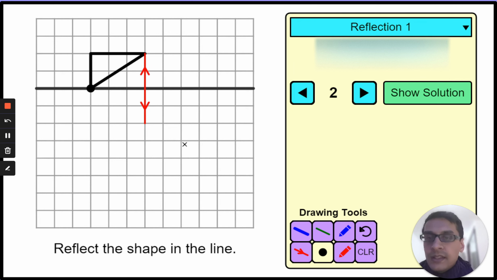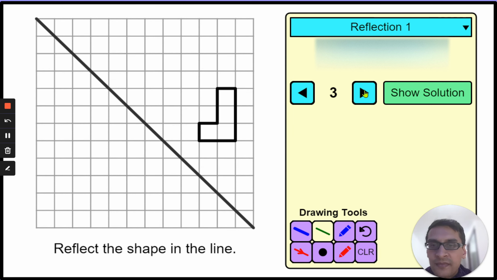So in this case, you can see that because that point doesn't go anywhere, it's invariant, and you might be asked to give the coordinate of that point, for example. Now the last vertex here, you can see it's going 2 units up. So I need to go 2 units down. And in this case, I can just fill out the rest of the shape. And there's my triangle.